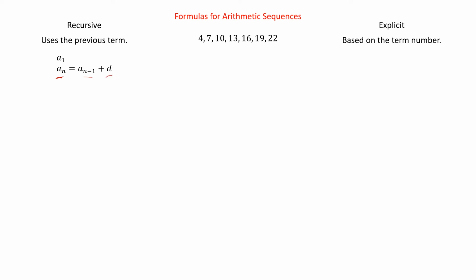So if we were going to make a formula for this arithmetic sequence, we would need a_1, the first term, which is 4. We see that right here, a_1 equals 4. And then a_n equals a_(n-1) plus, what did we do each time? We had to add 3. So our common difference is going to be 3. So it's the term before plus 3.